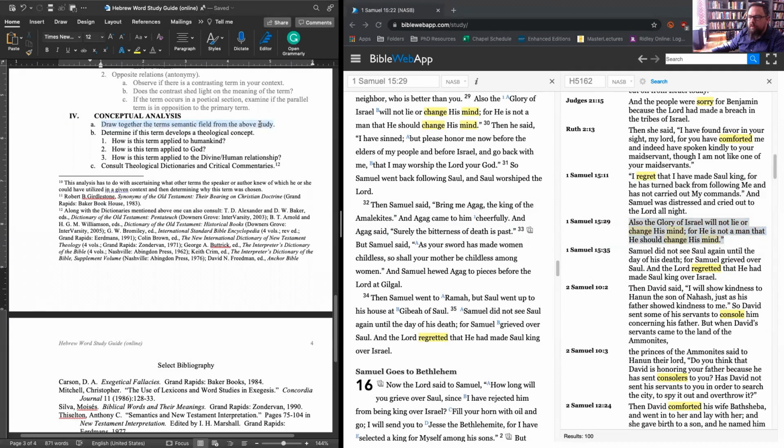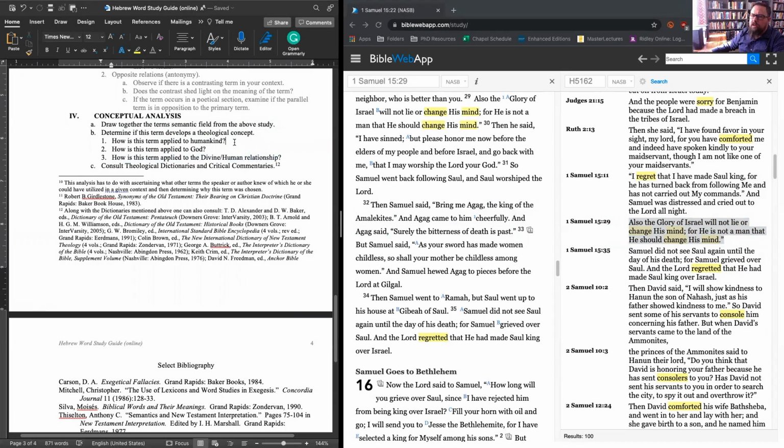Draw together the term semantic field from the above study. This is sort of to conclude all of your research. What do you think about the word based on all of your research thus far? And then determine if it develops a theological concept. How does it apply to humankind? How does it apply to God? How does it apply to the divine-human relationship?